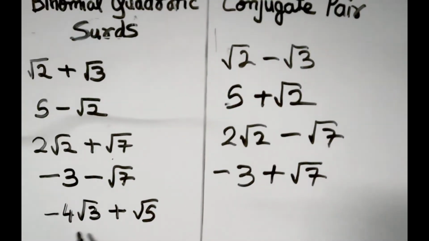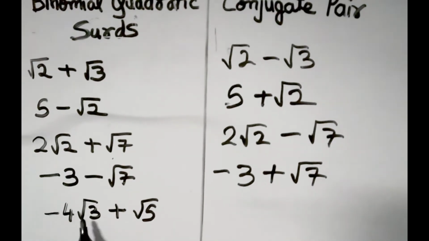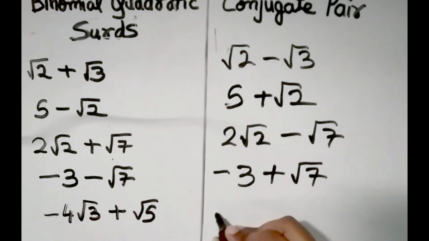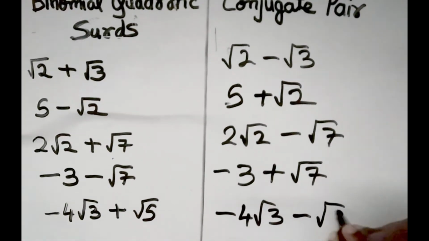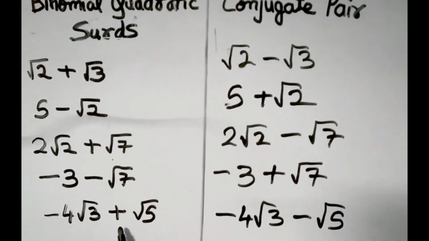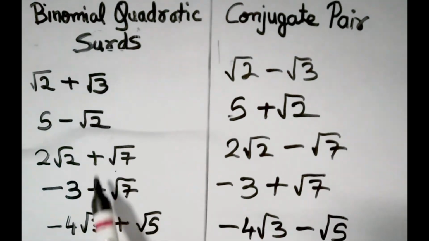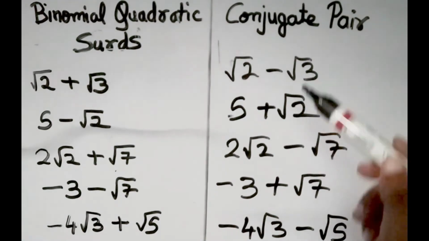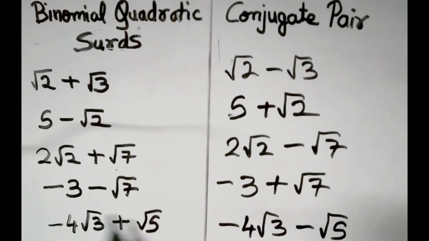Okay, here also see minus 4 root 3 plus root 5. So this sign we will not change. The plus which is there between these two numbers, that we will change. So the conjugate pair will be minus 4 root 3 minus root 5. So these surds are the conjugate pairs of these binomial surds. So in conjugate pairs we change the sign which is there in between the two terms.